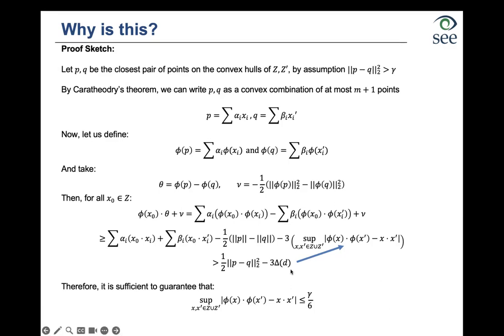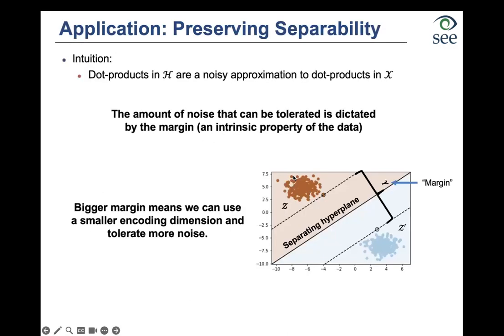And that's where this gamma over 6 condition comes from. So the essential piece of intuition is that the appropriate notion of similarity for our task, which is preserving separability, is a dot product. And so what we want is encodings to preserve that notion of similarity. We want dot products in HD space to preserve dot products in the original version of the data.